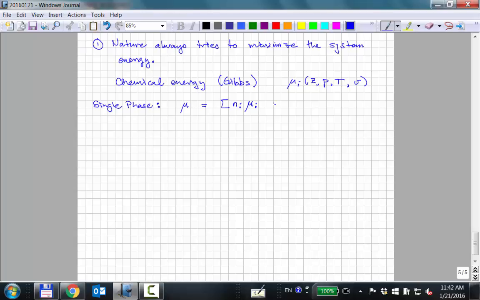And if it's single phase, then we can just take that outside and write the mole fraction Zi for this composition Z. It's a function of Z, so I'll just write it that way. So in a sense, Mother Nature needs to calculate that first. Okay?